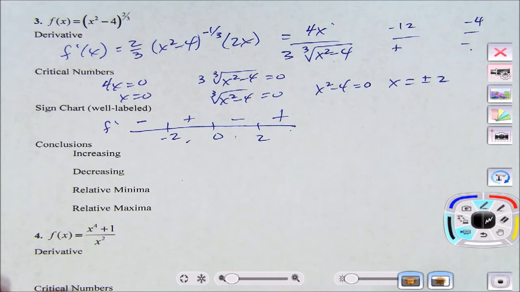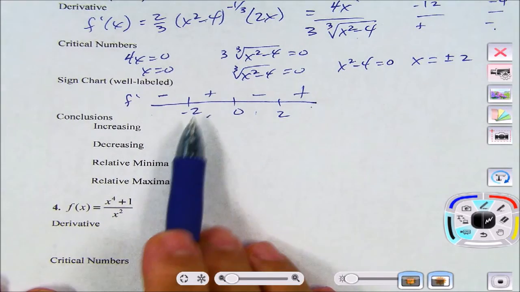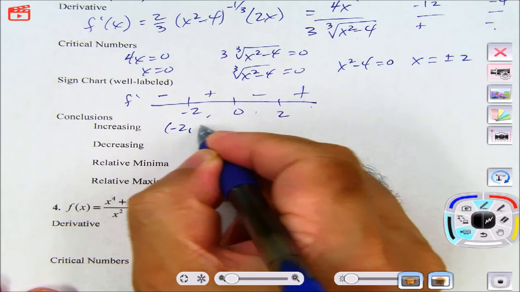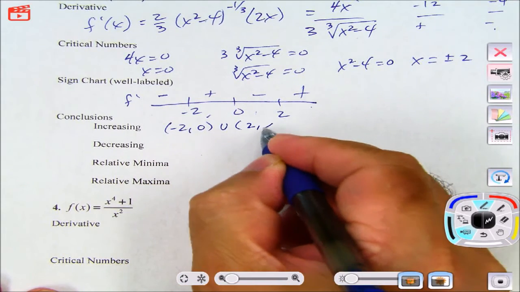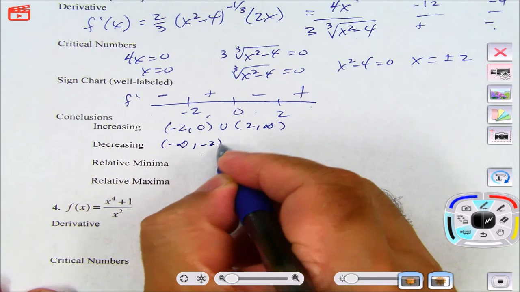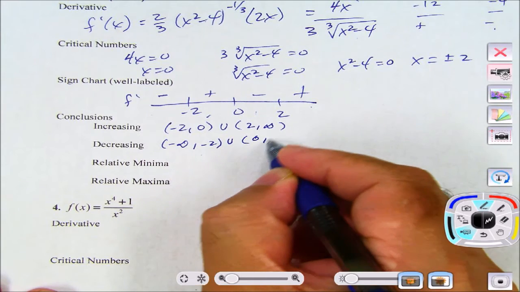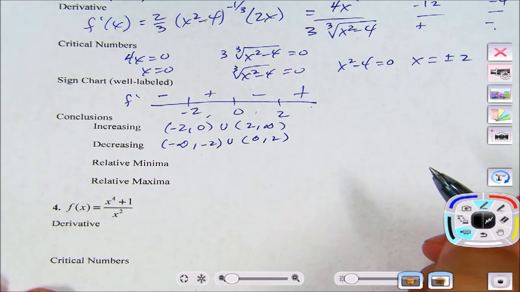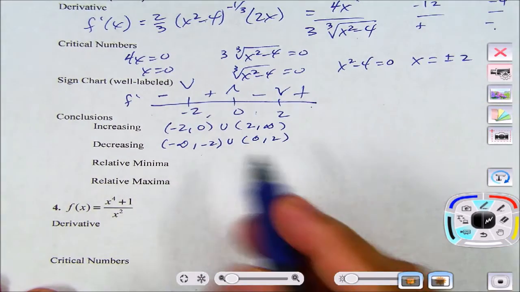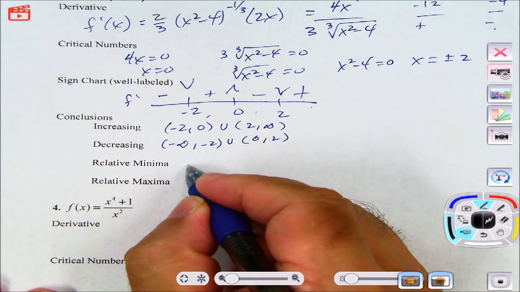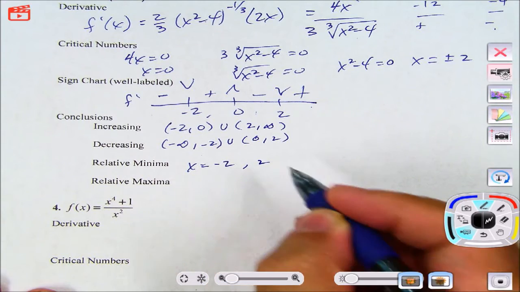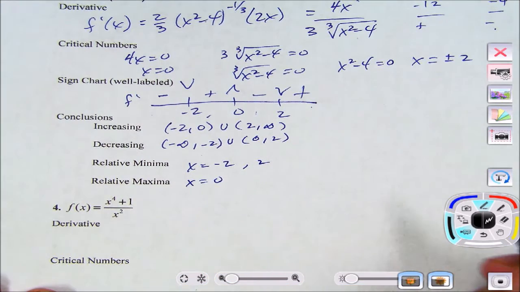All right, so let's look at the increasing. Increasing is between -2 and 0, and 2 to infinity. Decreasing from -infinity to -2, and 0 to 2. So there's a minimum at x equals -2 and 2, and a maximum at 0.